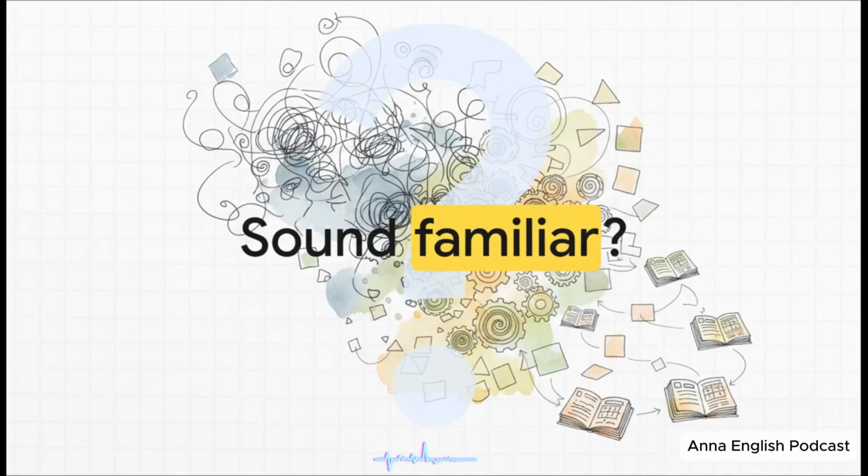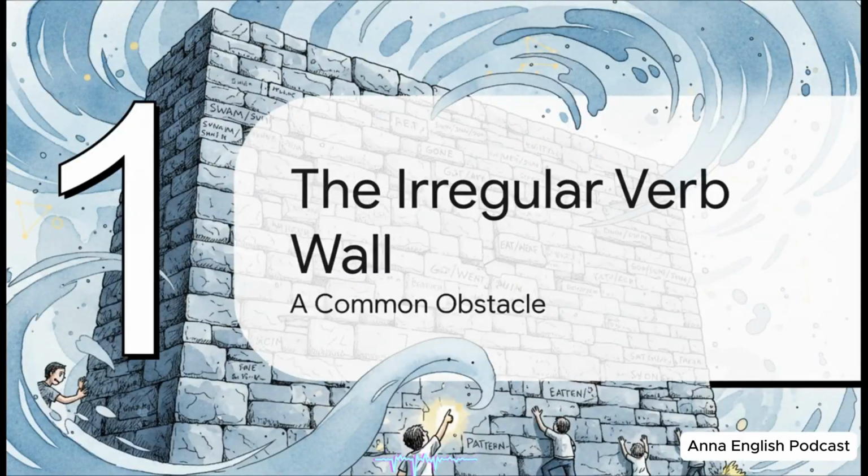If you've ever felt that way, I want you to know you are definitely not alone. It's a super common experience. But the good news is, it's a problem we can actually solve. And the solution is way simpler than you might think. A lot of learners talk about hitting a wall with irregular verbs. It feels like this giant, impossible obstacle that's standing between you and being able to speak fluently about the past. So let's take a closer look at what this wall is actually made of.